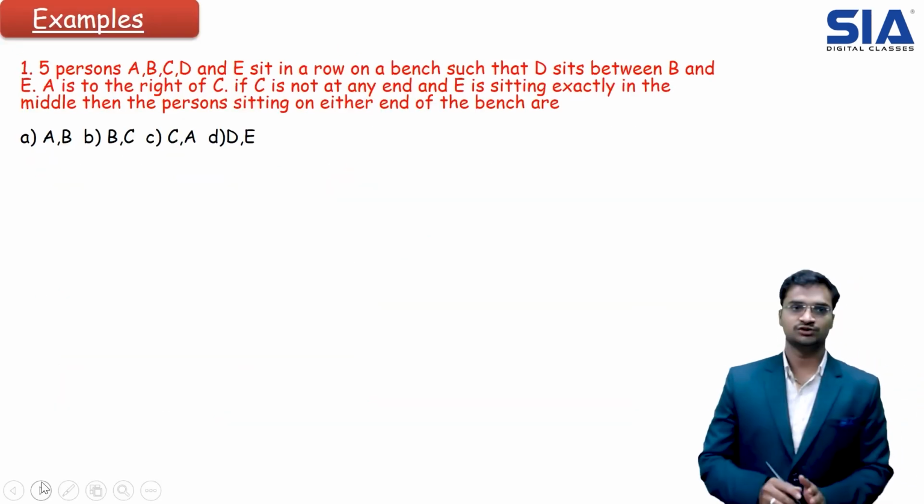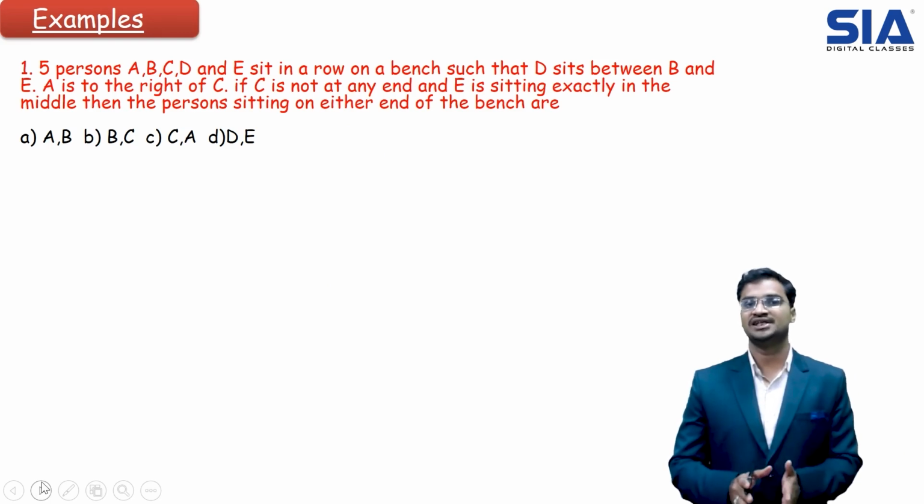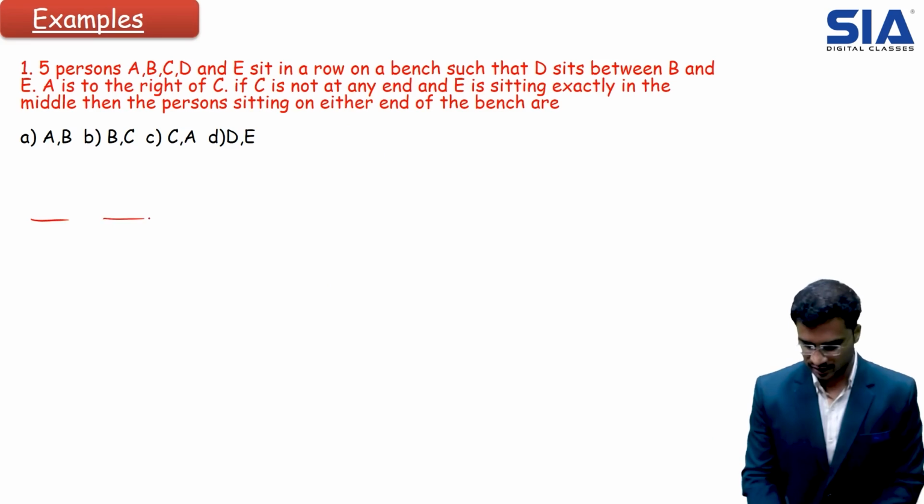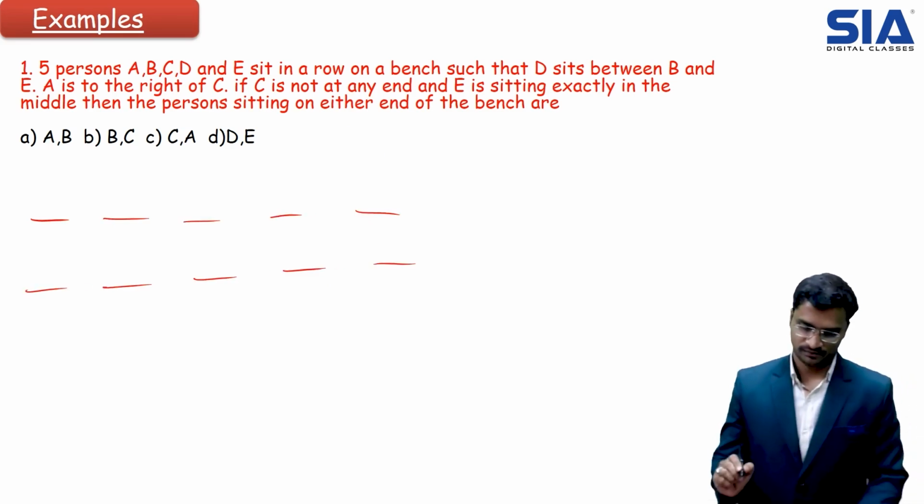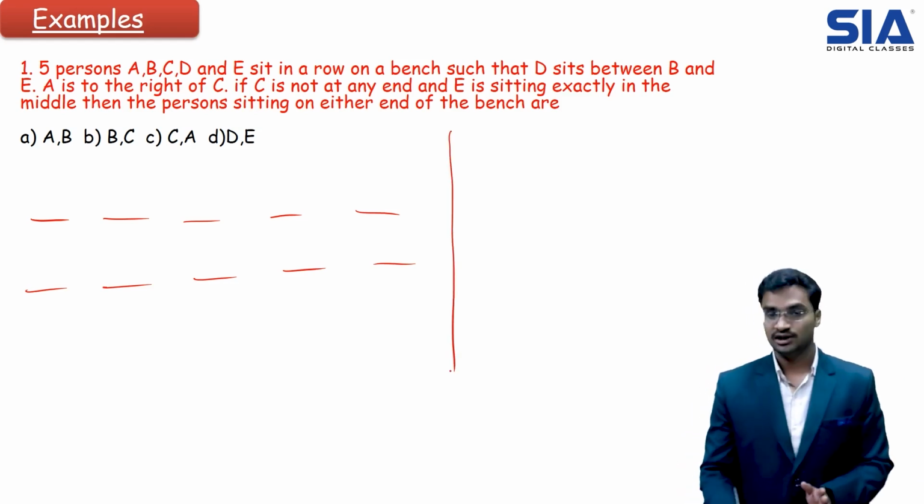Okay. So the first question says that 5 persons A, B, C, D and E sit in a row on a bench. So let us arrange 5 seats like this: 1, 2, 3, 4, 5. Now let us read the statements.